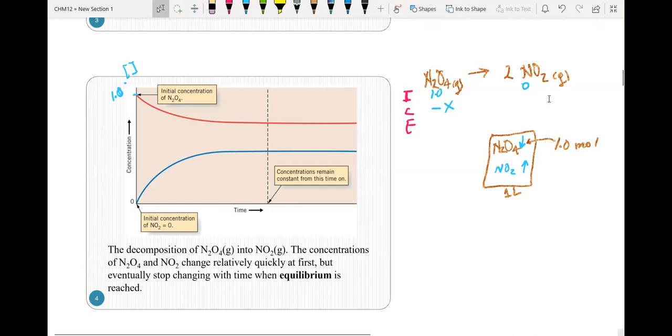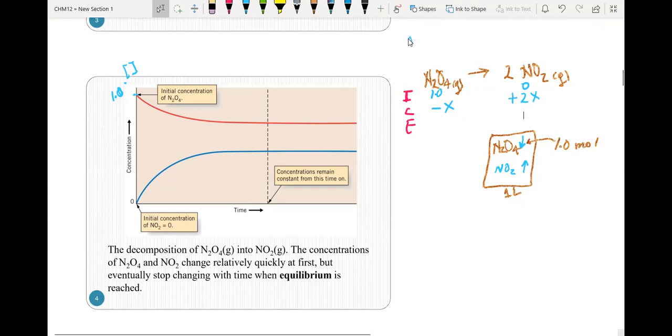And how much does this start to make? You say plus 2x, yes, you write 2, the stoichiometric coefficient, x amount, 2 times. If this goes down by 1 time, this is forming 2 times, according to the stoichiometric relationship. So that's the change. This is minus because it's being consumed, and this is plus because it's being formed.